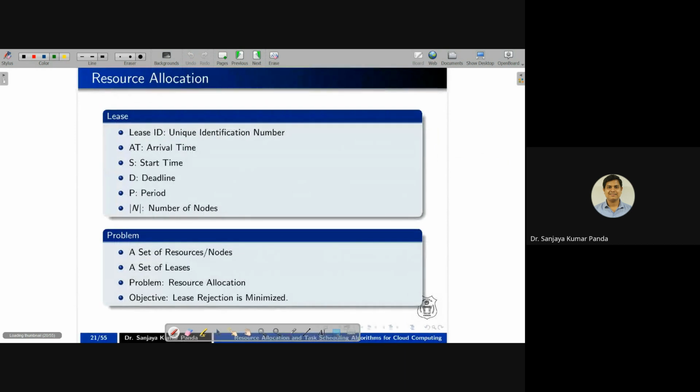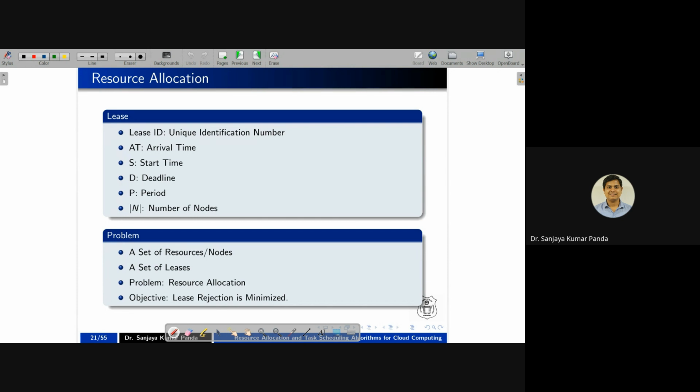Now coming to different types of algorithms, we'll go for some of the resource allocation algorithms so that you can get an idea. In a resource allocation algorithm, a lease has certain properties. For example, in this case, you can see a lease is defined in the form of a lease ID. The ID is the unique identification number assigned to a particular lease, and a lease has arrival time, start time S, deadline D, period P, and number of nodes.